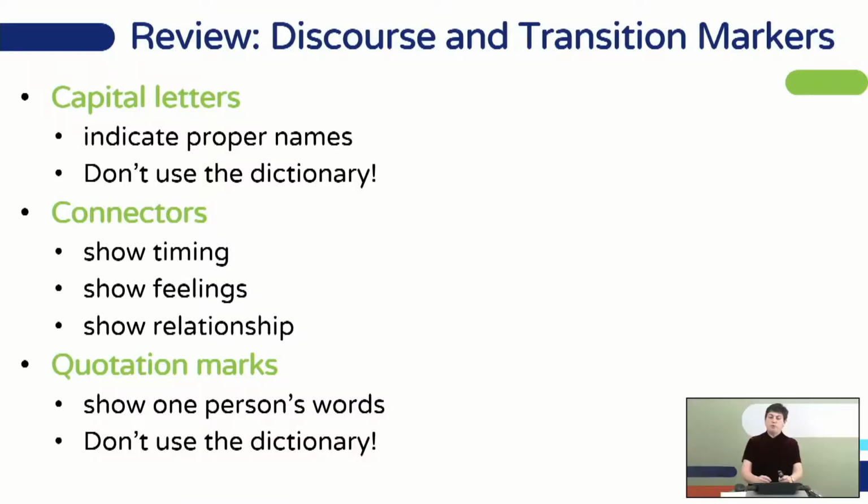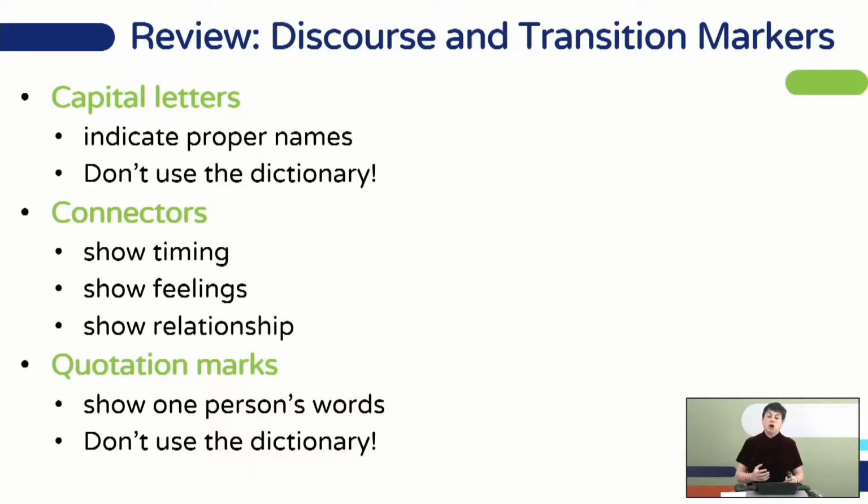The less time you spend in the dictionary, the better off you're going to be in understanding what's going on in the text. So let's review some of what we've done today. We talked about discourse and transition markers. What are they? Capital letters are a discourse marker. They indicate proper names, and you don't want to use the dictionary to look them up.